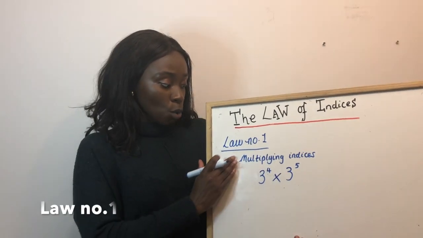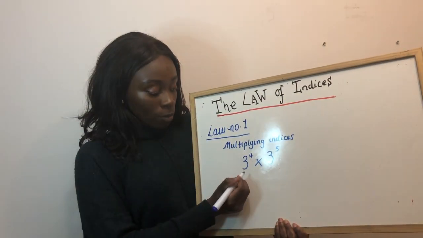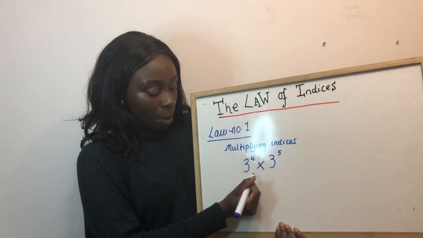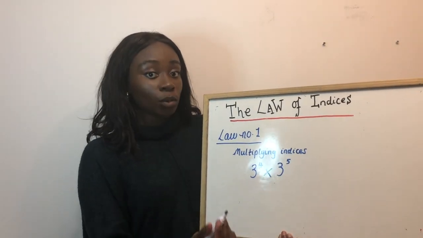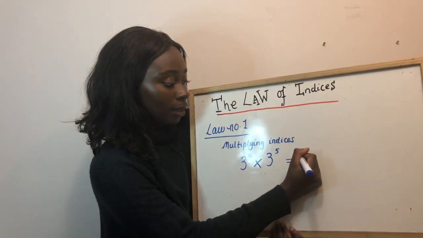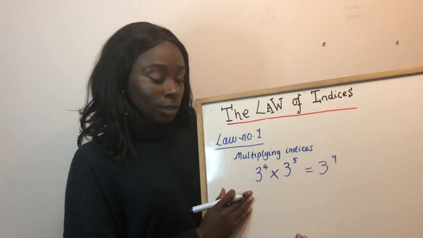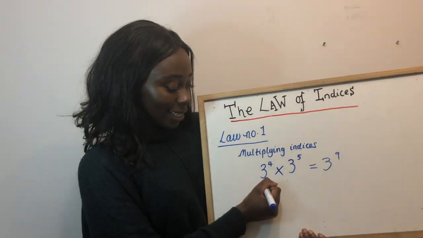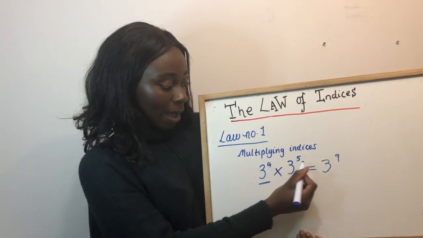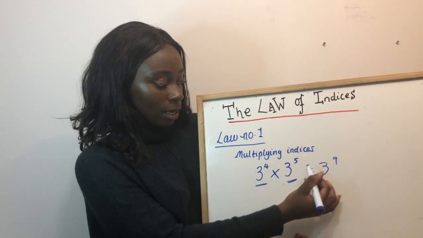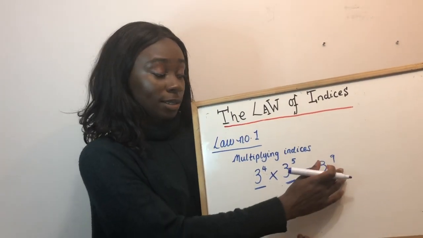So we're going to be looking at law number 1, which is a law we use when multiplying indices. When we see indices like this and they're multiplied by each other, we've got to add them. So 4 add 5 equals 9, so your answer is going to be 3 to the power 9. And bear in mind, you can only do this when you have the same base, and the base is this big number. Since they're both 3, we can just add the powers. So 4 add 5 equals 9. We keep the base the same, and we put the power on top, which is 9. So you get 3 to the power 9.